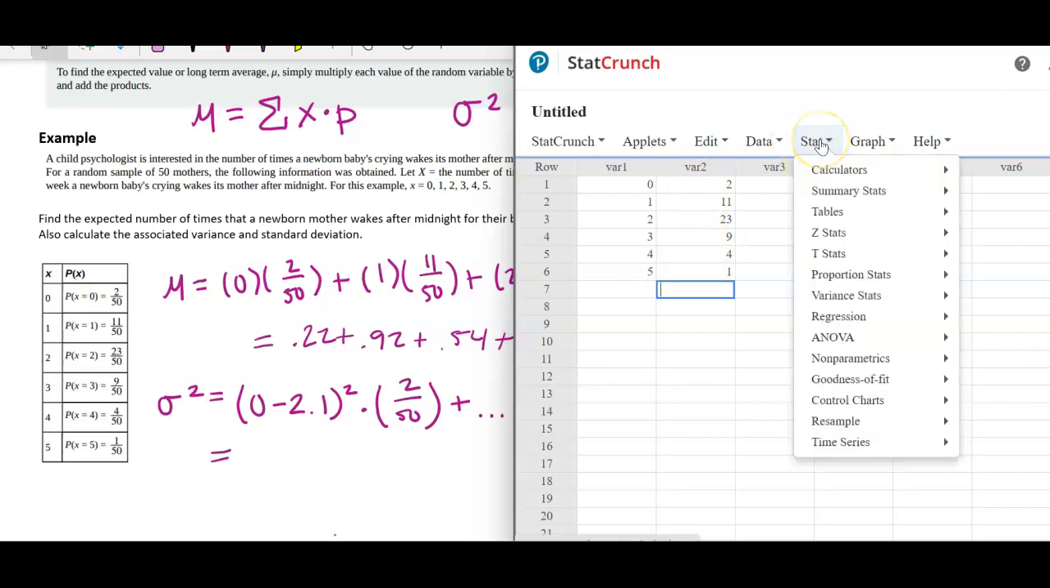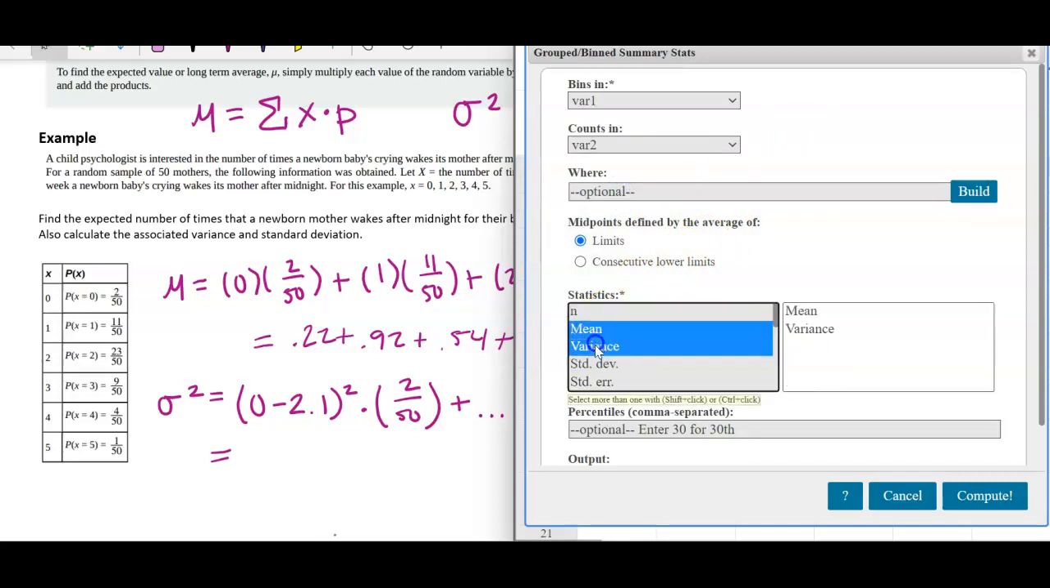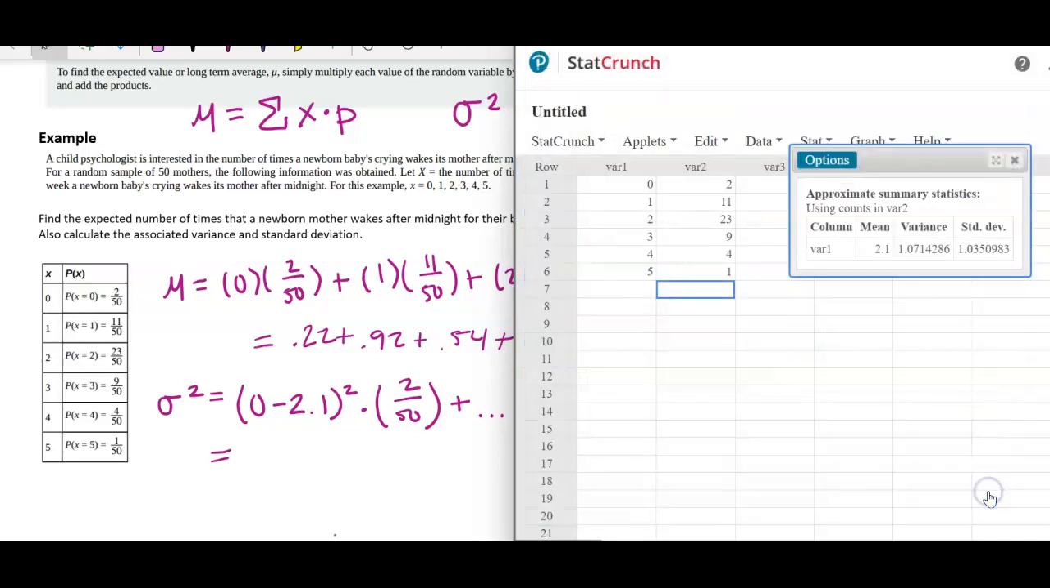So I'm going to go to Stats, Summary Statistics, Grouped and Binned Data. My bins are in variable 1 with my counts in variable 2. And I want to find the mean, the variance, and go ahead and find the standard deviation. So you can see we found the mean. Perfect. That was great. It calculated my variance for me.